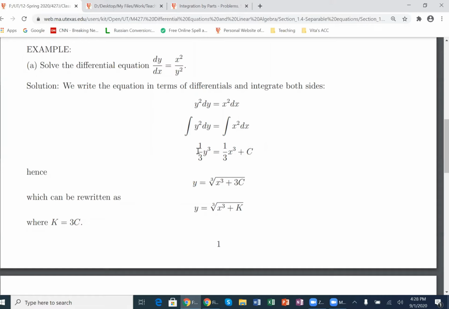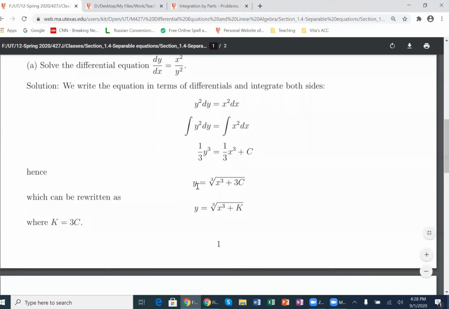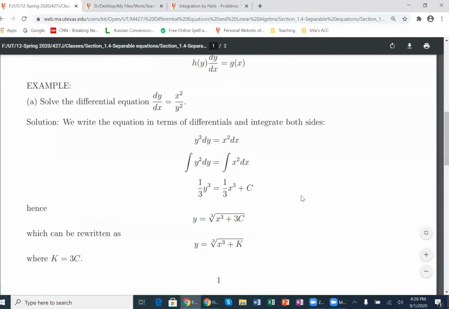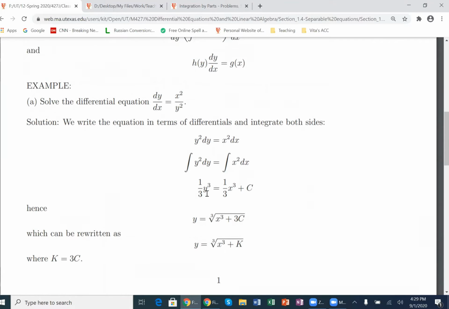Next step, multiply both sides by 3 and take cubic root. We get this. Very last thing, if we denote 3c by k, we get exactly what is written here. Folks, any questions here? Is there no plus or minus sign? Since we take cubic root, we do not put plus minus. If we have y squared here, we put plus minus.